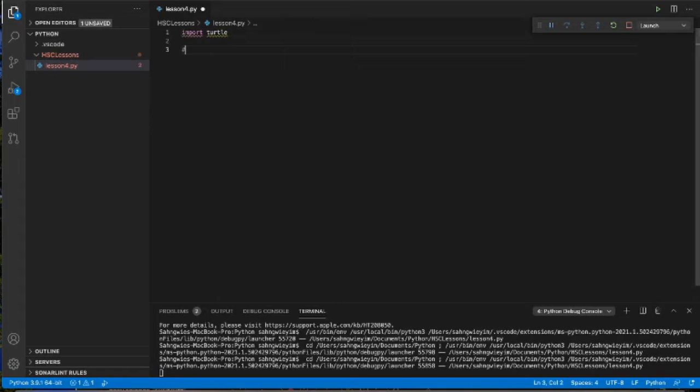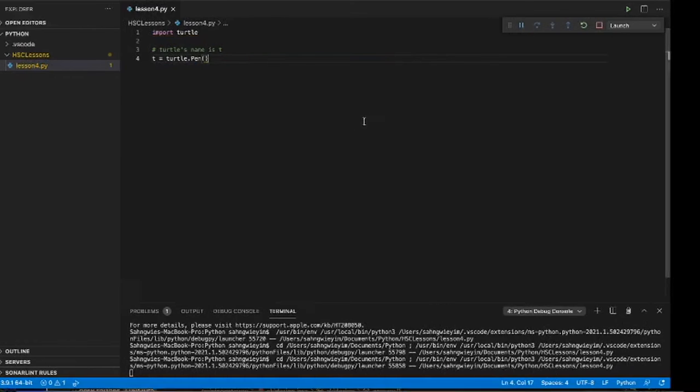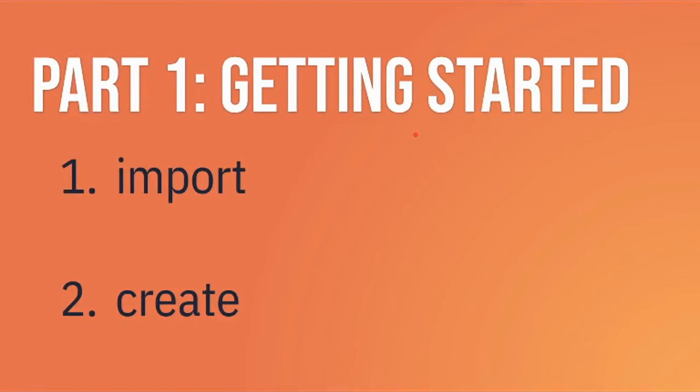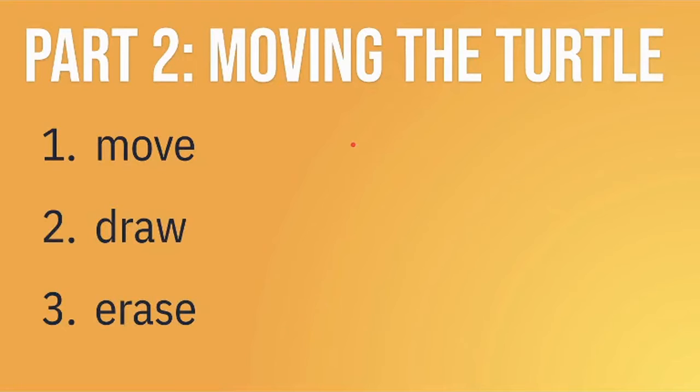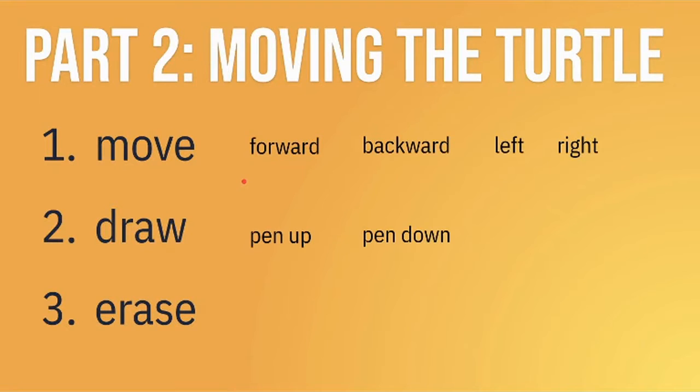And to create a canvas for turtle to draw on, we need to give turtle a name. So let's call turtle T. And then we'll do T is equal to turtle.Pen. So there we go. Our canvas is created. And now let's look at some of the functions that we'll be using. So for moving, we'll use forward, backward, left, and right, and we'll also learn how to use up and down. And for erasing, we'll use clear and reset. So let's take a look at how all of these work.